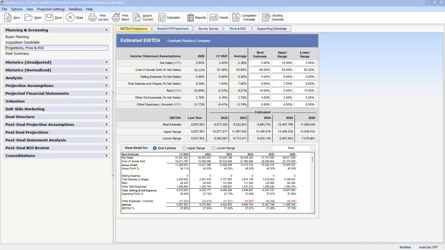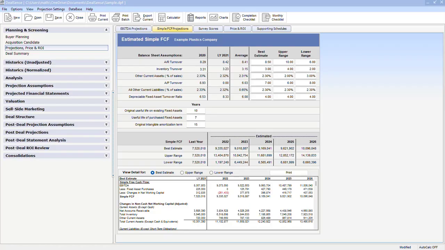In this next section, you set summary assumptions for EBITDA projections and a second set for simple free cash flow projections. For each of these projections, you can create 3 different scenarios: best estimate, upper/optimistic, and lower/pessimistic ranges.